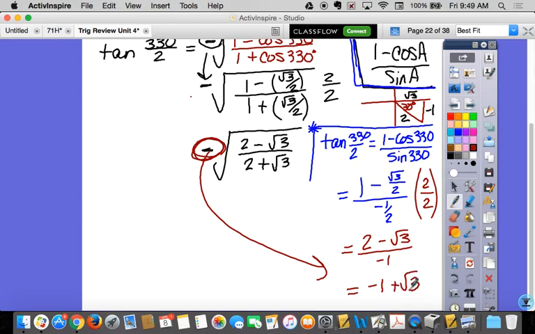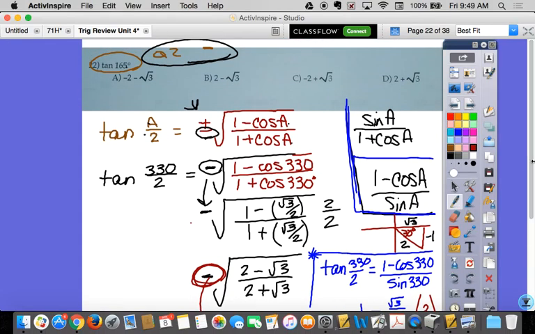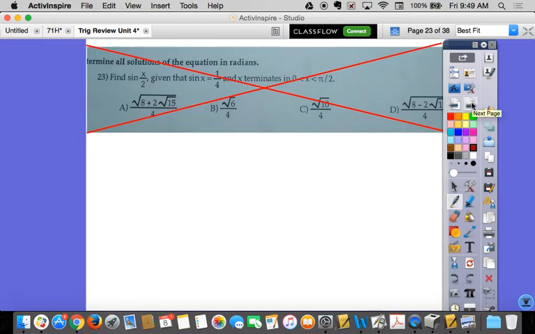So, we need to find, oops, that wasn't a 1, that was a 2, wasn't it? -2 plus square root of 3. See, that was a lot simpler than that other problem. -2 plus square root of 3. C.